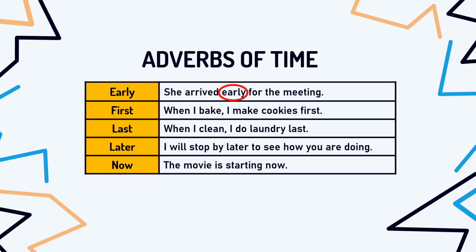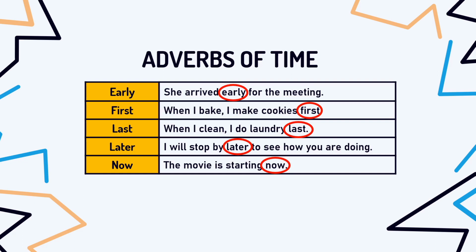Okay, and then we have, when I bake, I make cookies first. So it is describing the timeline. When is she baking? Number 3, when I clean, I do laundry last. Number 4, I will stop by later to see how you are doing. And lastly, we have the movie is starting now. So this describes the action.